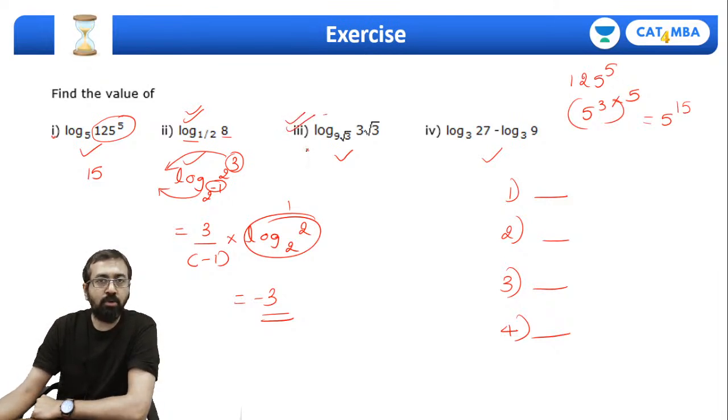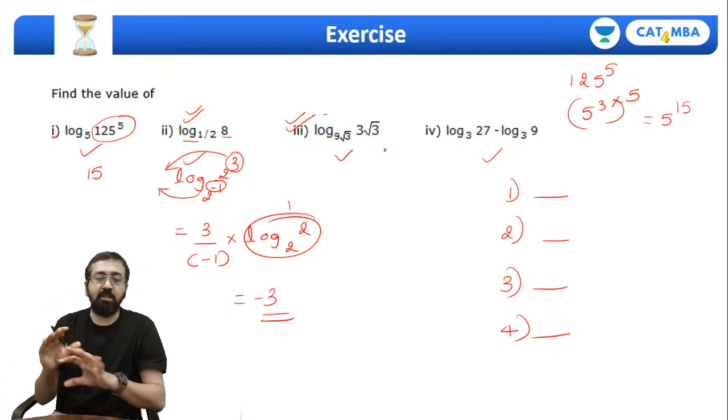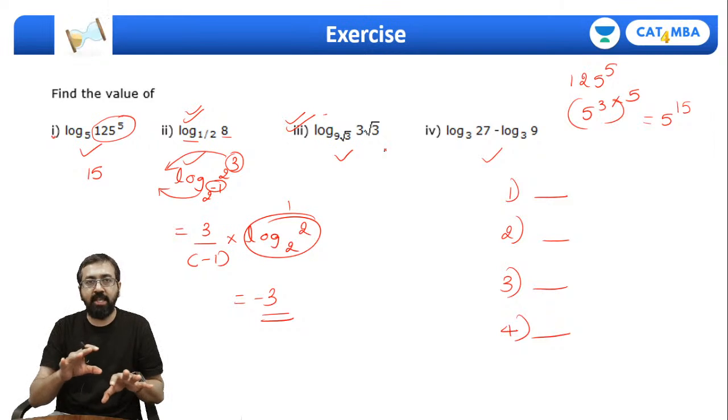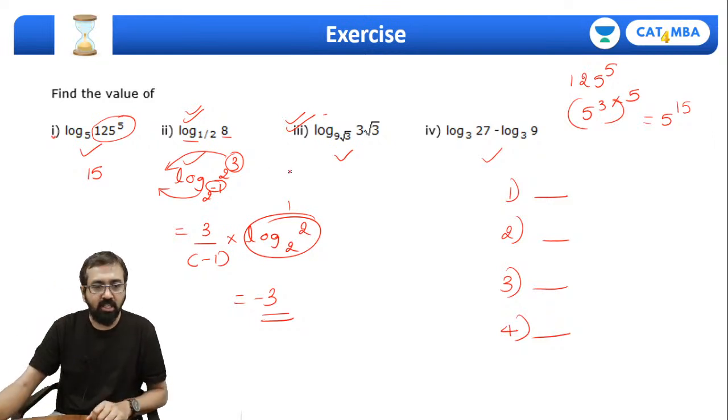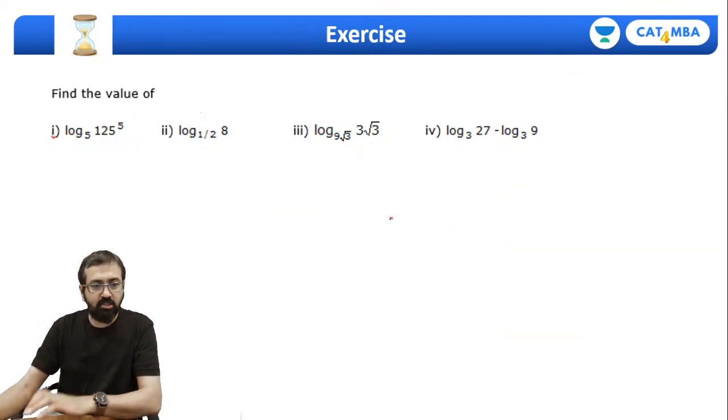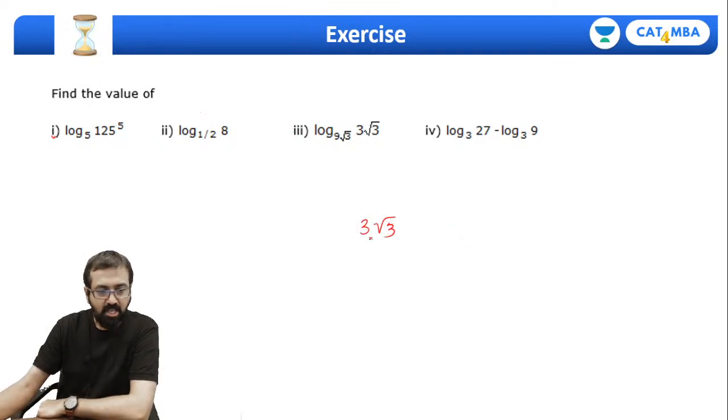Let me see how many of you are getting it right. Again, it should happen in your mind. See, ultimately in all these questions, we need to try to make the base and the number equal. So let's see what is 3 root 3 and what is 9 root 3 in terms of power of 3.